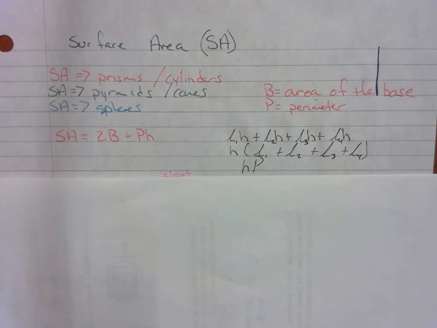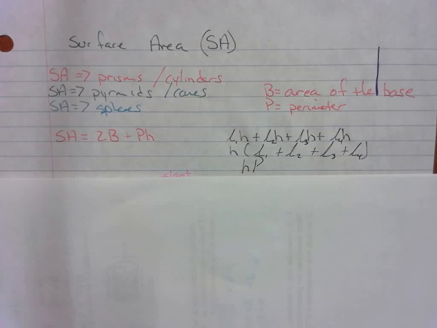Then you have to find the area of all the lateral faces. The lateral faces will go around the sides. To find the area of the lateral faces, you're going to find the area of each side. So this is right here. To find the area of this, it's going to be length times height.